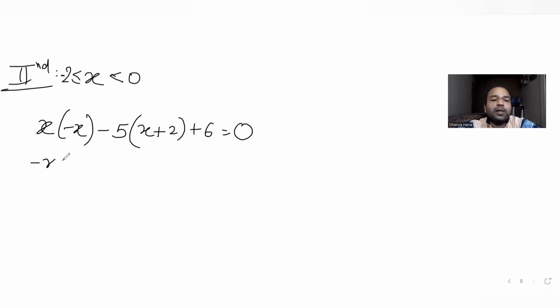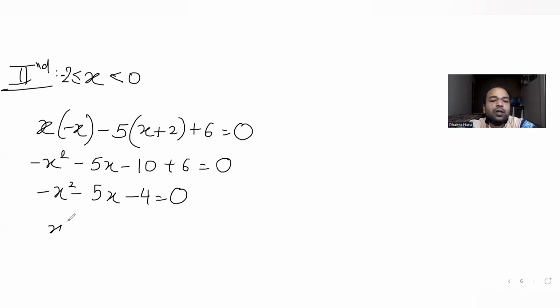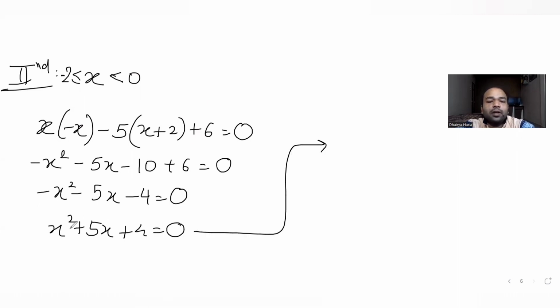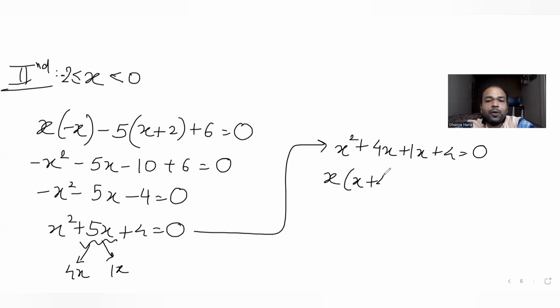If I again solve this, you get minus x square minus 5x minus 10 plus 6. So minus x square minus 5x minus 10, and plus 6 becomes minus 4, equal to 0. That gives you x square plus 5x plus 4 equal to 0. If I try to solve this again, I can just solve it by splitting the middle term. We don't even need to apply the formula here. I can split 5x as 4x plus 1x. So that gives you x square plus 4x plus 1x plus 4, x common. We get here x equal to minus 1 or x equal to minus 4.